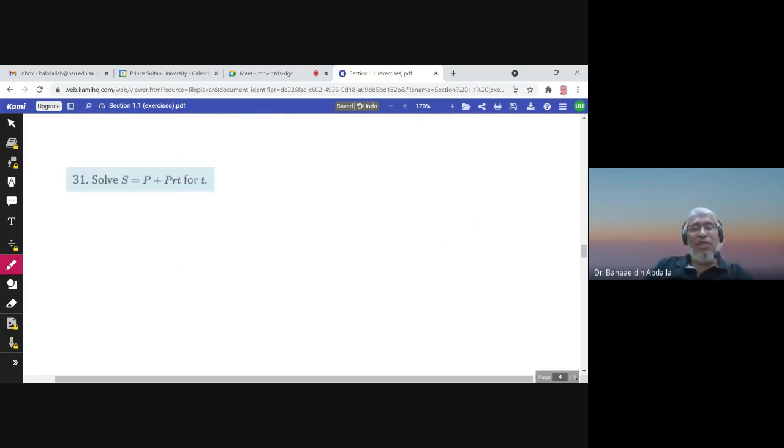Here, solve this equation for t. If you look at the equation, t appears only in one term. So that's easy. I will start by writing the equation p plus prt equals s. So I changed the sides, okay? The right-hand side, I wrote as the left-hand side, and the left-hand side, I wrote as the right-hand side. This is possible because when I tell you that x equals 1, if you want to write it 1 equals x, that's correct.